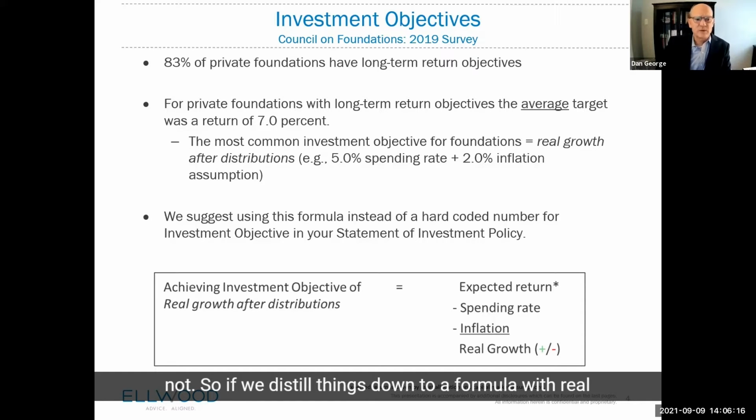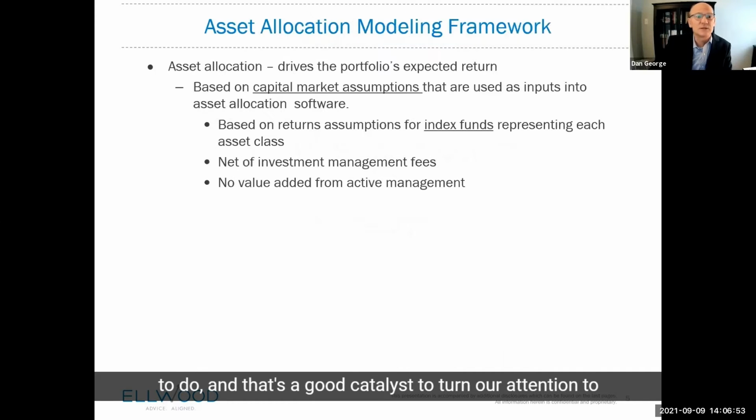So if we distill things down to a formula with real growth after distributions as our investment objective on one side, we see the variables on the other side of the equation that we use to balance the equation include expected return, which is driven by our asset allocation, our spending rate, and inflation. If we add those up, we either get a positive number and we have real growth, or we get a negative number and we do not have real growth. If we have real growth, our equation is in line and our investment program is set up to succeed. If we do not have real growth, that means we have more work to do. And that's a good catalyst to turn our attention to the asset allocation modeling framework.